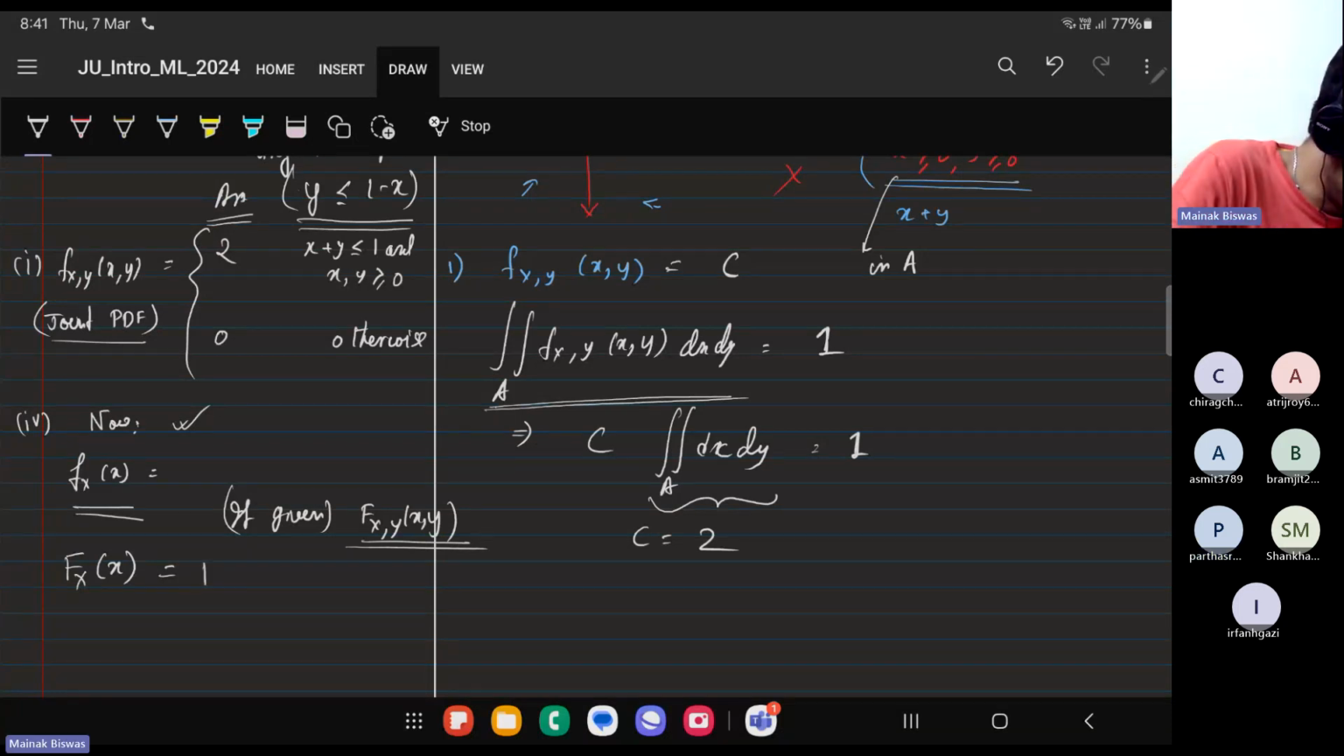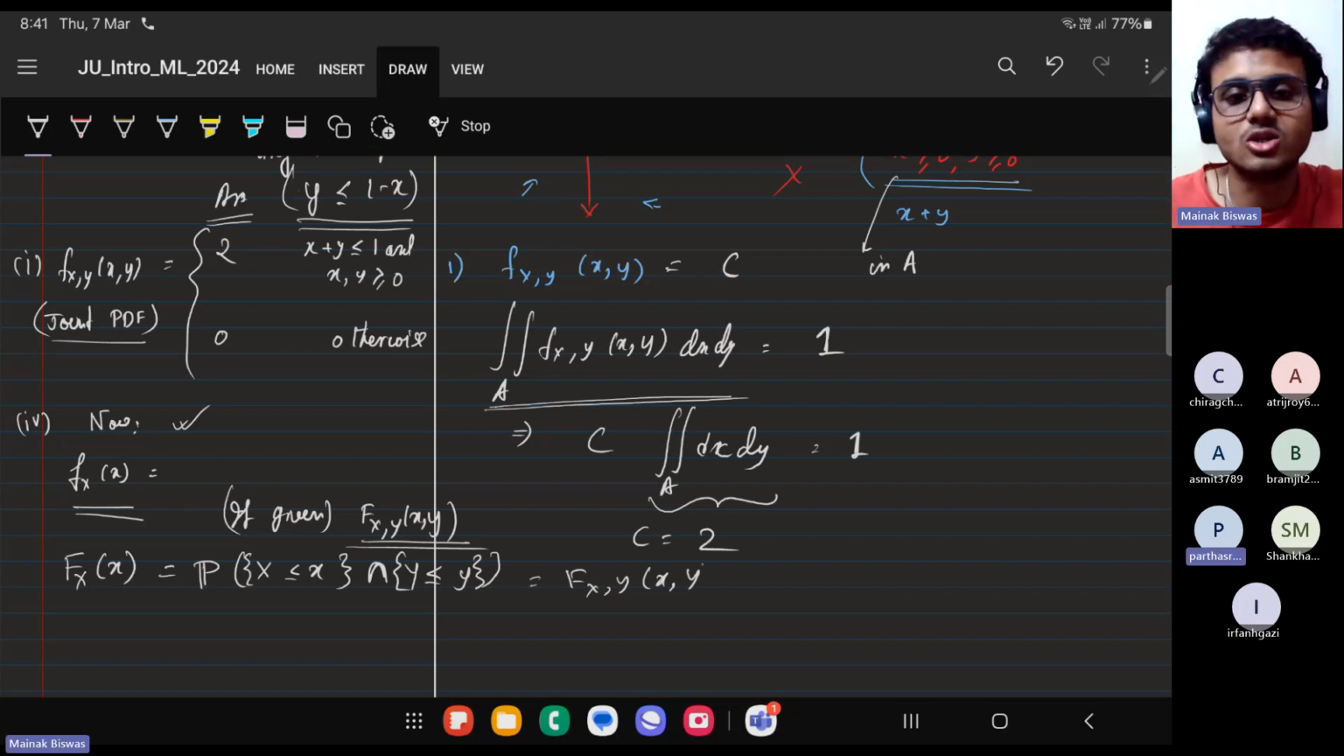So the distribution function has been given: x less than or equal to x, and y less than or equal to y. This is equal to F(x, y), already given to me as a function. So I know the function. What should I put as the value of y to get F of x?